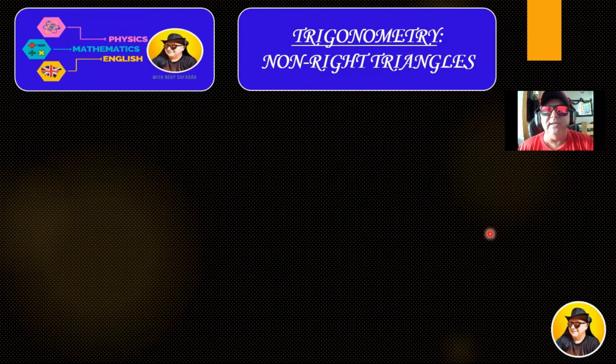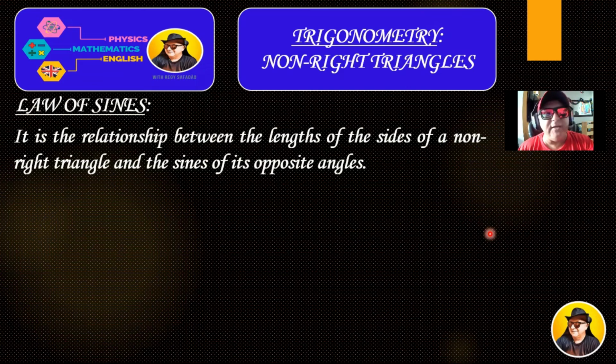Our today's class is about trigonometry in non-right triangles. And now we are going to see the law of sines. Well, the law of sines is the relationship between the lengths of the sides of a non-right triangle and the sines of its opposite angles.